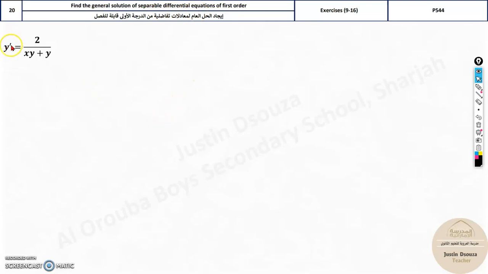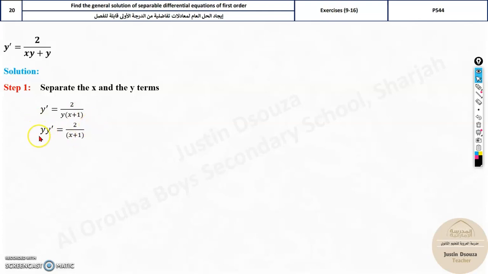So be thorough with it, and then this will be very, very easy. Here you have a function y dash equals 2 by xy plus y. Now this needs to be separated, y at one side, x at one side. How do you do it? You need to just separate it, very basic. Remove the y common out. So y is out, x plus 1 remains. Take the y to the other side, you will get y dash equals 2 by x plus 1.